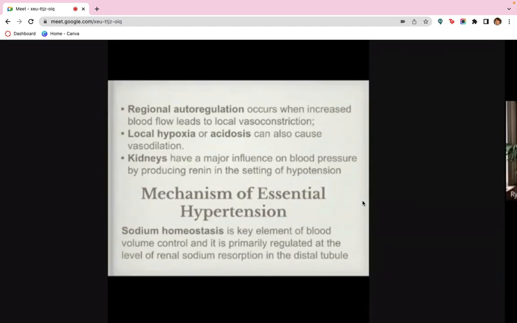or acidosis, that can cause vasodilation. And of course, your kidney has a major influence on blood pressure by producing renin in the setting of hypotension. Okay, so your kidney will be releasing the renin, in order to convert the angiotensinogen to angiotensin 1, which is converted into angiotensin 2 that causes your vasoconstriction.